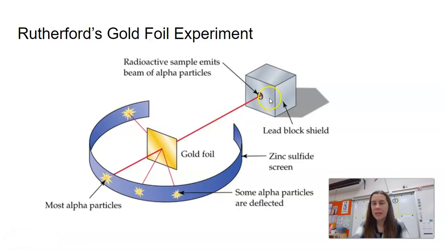All right, so he did the experiment, and what he found was that most of the particles did go all the way through, just straight through, as if there wasn't even anything there. But sometimes the particles were deflected, all right? So they could have been deflected at like 90 degrees or straight back, or just a small angle deflection, right? And this screen here basically acts as a detector for the alpha particles that are coming through.